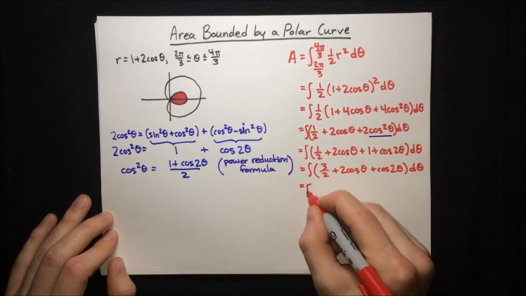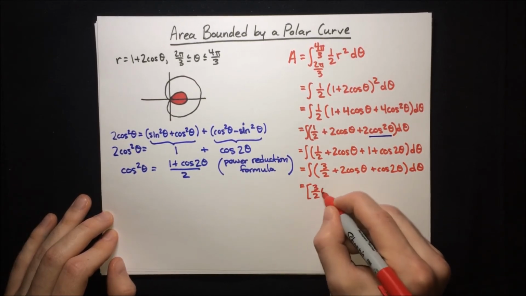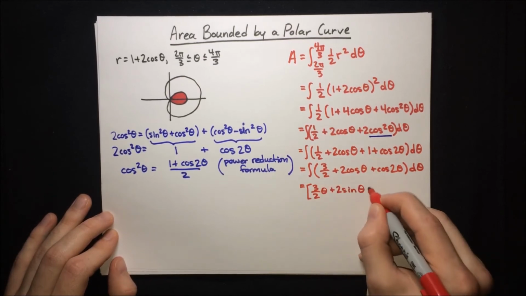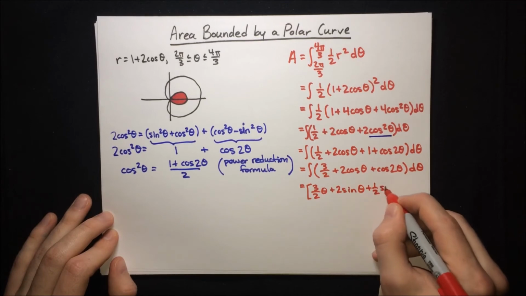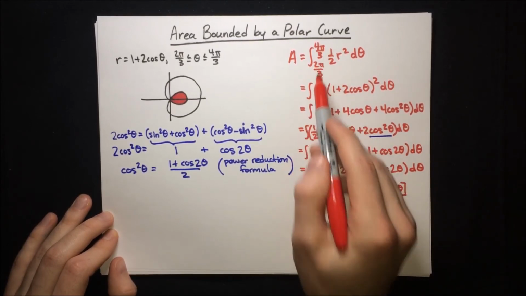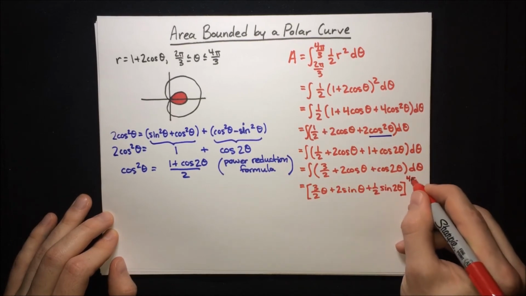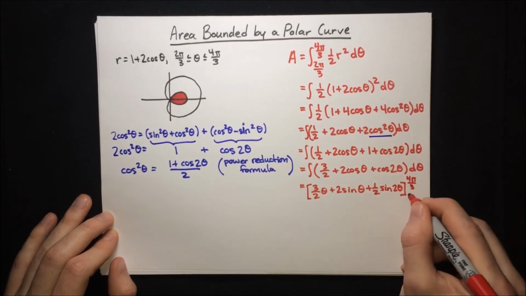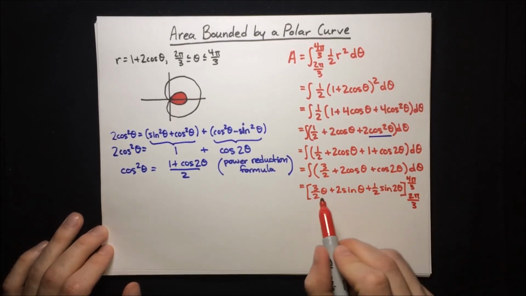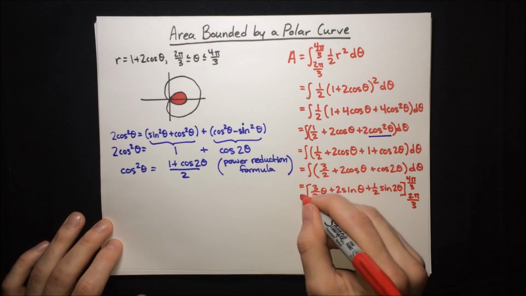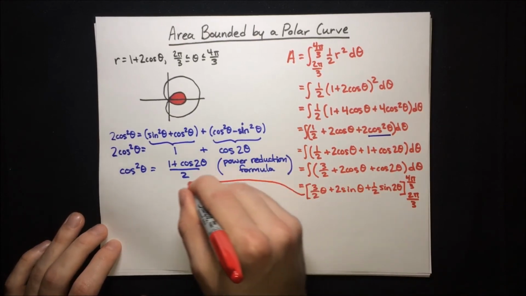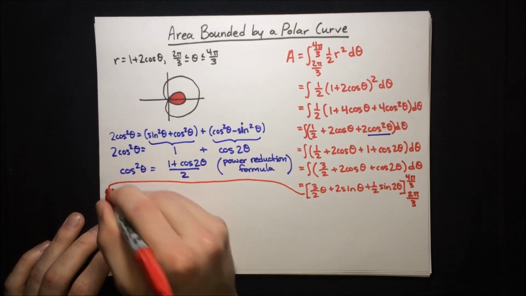So let's go ahead and integrate that. That's 3 halves theta, plus 2 sine theta, plus a half sine 2 theta. And we'll bring our bounds back from up there, 4 pi over 3 and 2 pi over 3. And now it just remains to actually compute the difference at the bounds. So to give us a little bit of space, let's go ahead and do that over here.